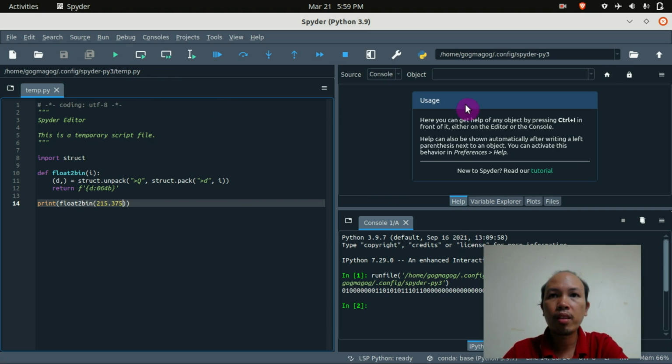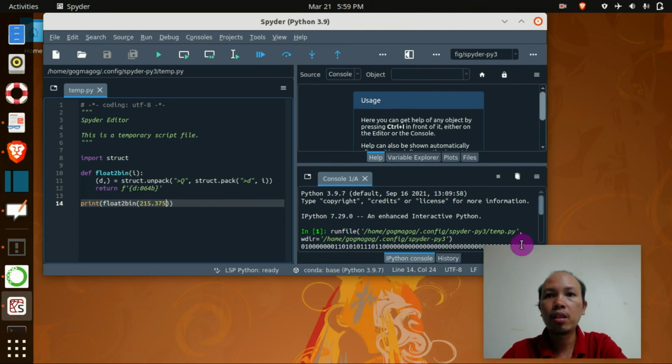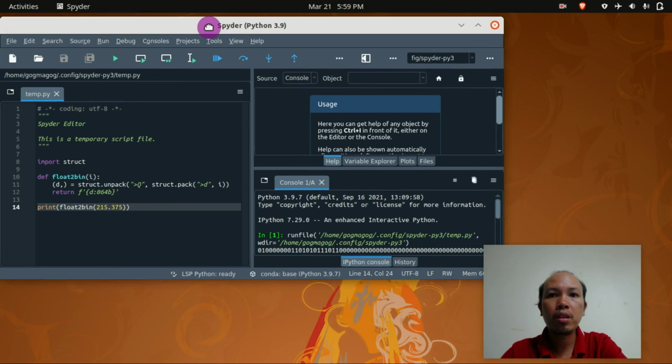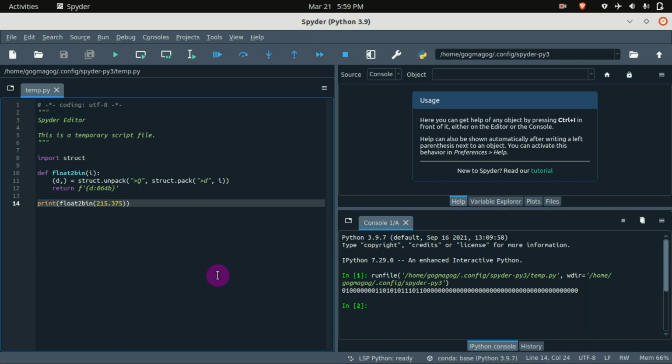Oh, there's a problem. Maybe let's delete my count first. Okay, quit. So I think we are correct. The first bit, which is 0, represents the positive number. We have the 11 bits.